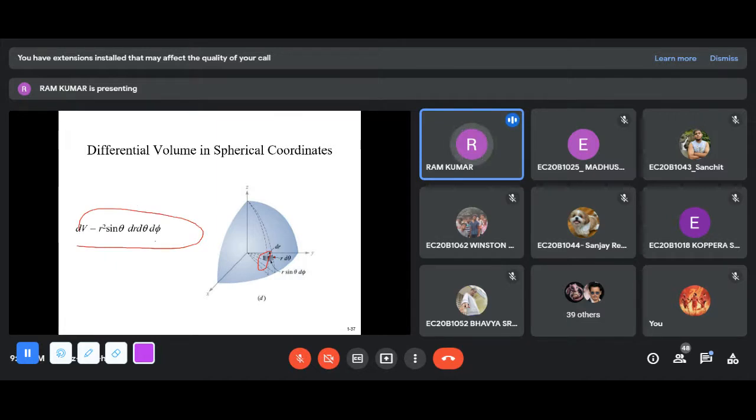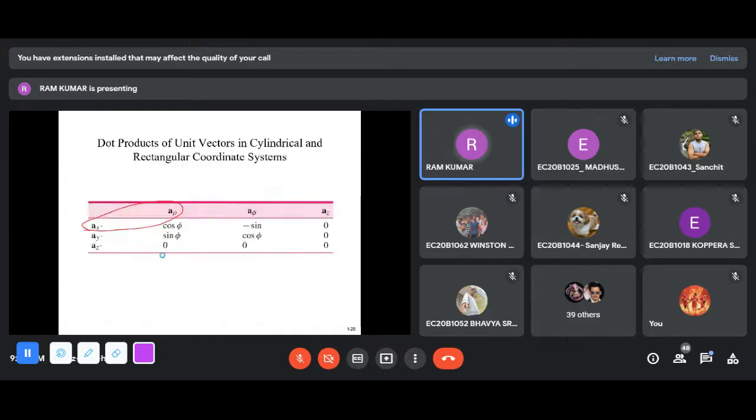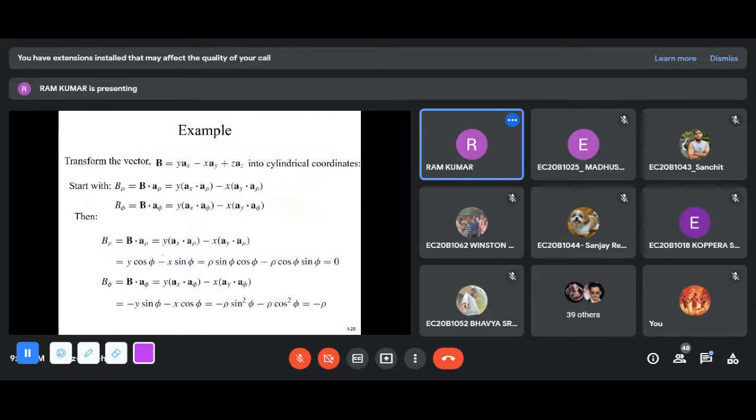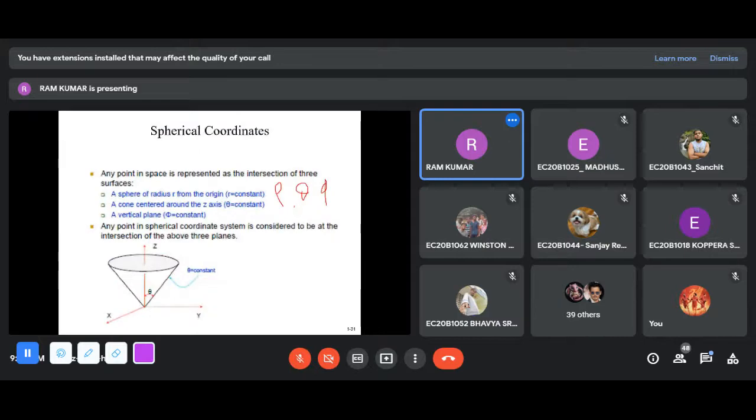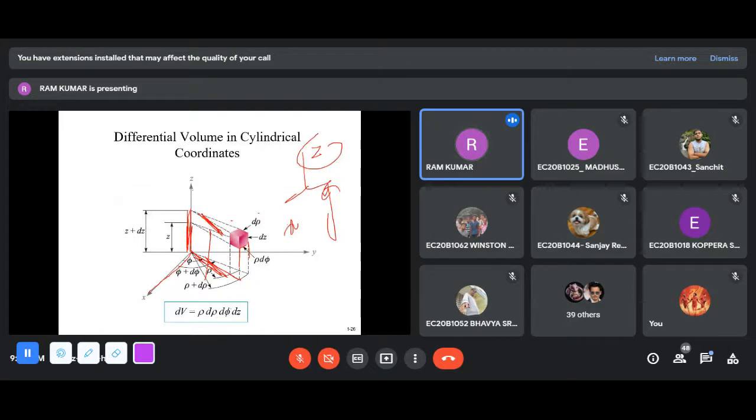Okay. This is very basic. I hope you know that. To represent it, you simply use dx, dy, dz in a Cartesian coordinate system. In spherical coordinate system, r squared sine theta dr d theta d phi. Similarly, in a cylindrical coordinate system, we use rho d rho d phi dz.